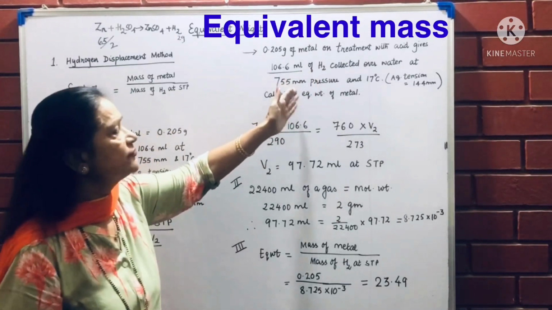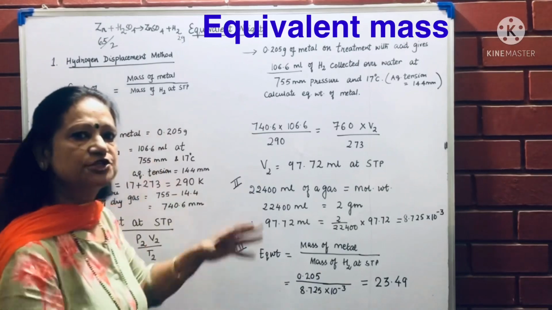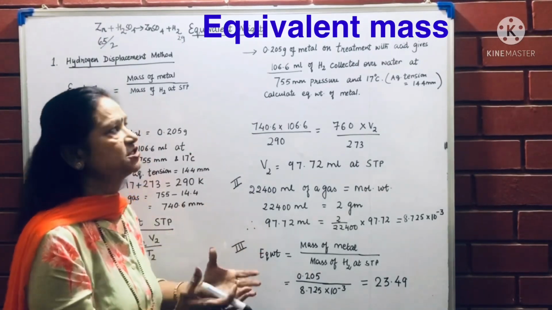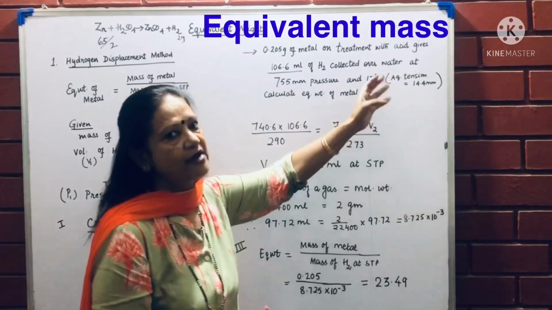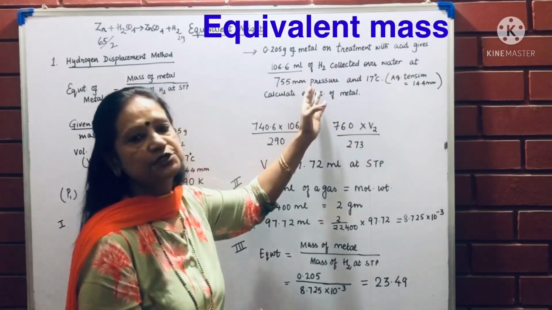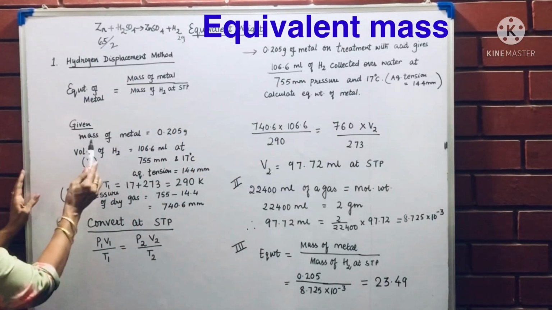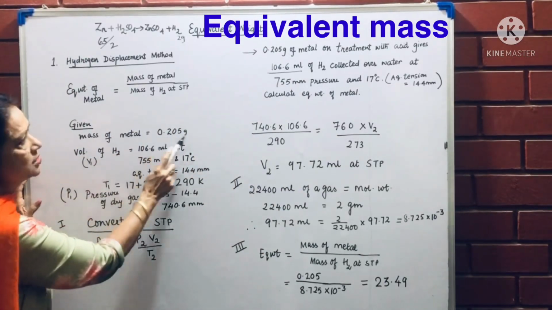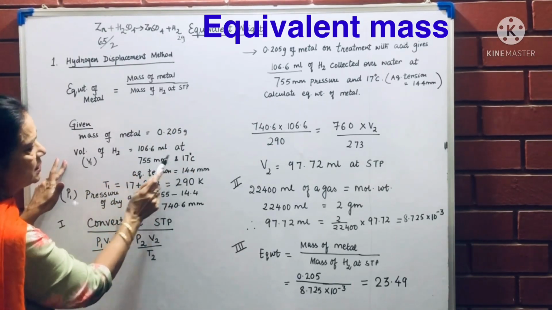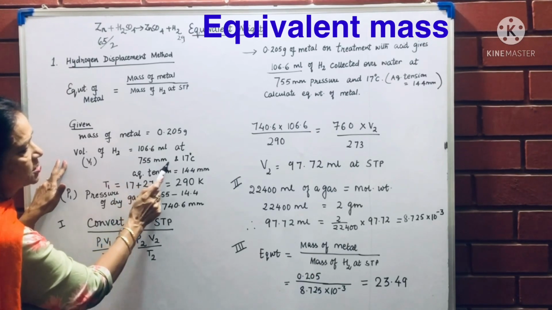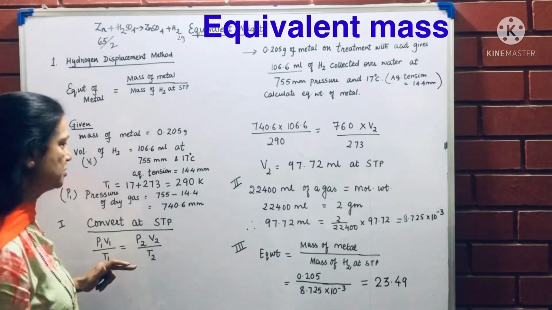Now pressure 755 millimeter also has aqueous tension. Aqueous tension means in the air there is moisture, and aqua means water. So that water I have to remove to make this pressure for a dry gas. So my first step is what is given. Given in the question is mass of metal 0.205, volume of hydrogen 106.6 milliliter at 755 millimeter and 17 degrees C. Aqueous tension given is 14.4.